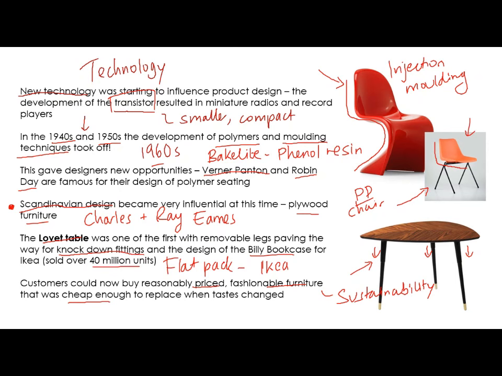But that's how technology has developed over the years, and you can see the influence all the way through, right from World War I to World War II, to the development of different bits of technology: the transistor, polymers, injection moulding, all the way through to things like flat pack and IKEA.